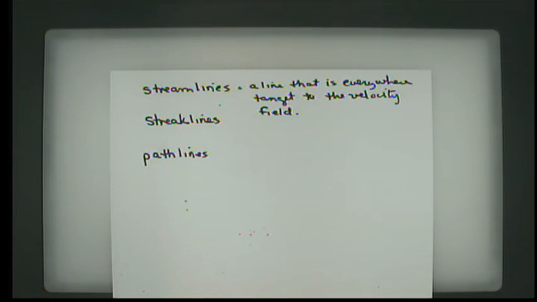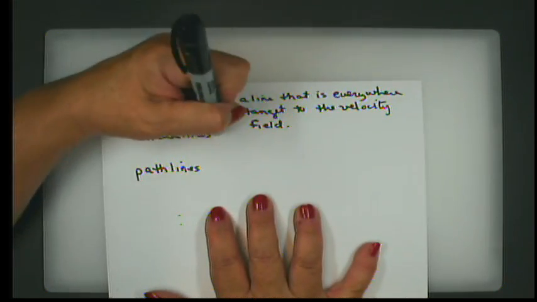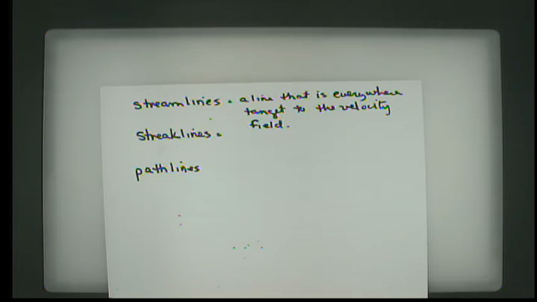Now, that's one way to analyze a fluid, and it's actually quite common. The other two are a little bit less common in terms of fluid analysis. But they do occur, and sometimes they are coincident with streamlines. But a streak line, which is defined at the top of page 168 in your textbook, consists of all particles in a flow that have previously passed through a common point. Okay, so it's all the particles in a flow that have previously passed through a common point.